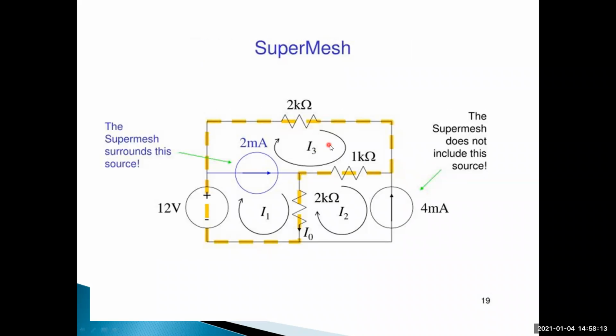But if the current is in this direction, then you have to take positive, I3 minus I2 into 1K. The current directions are opposite across this branch: I3 is entering in this direction and I2 is entering like this. So the resultant current is I3 minus I2 into 1K. And then here completed, and here completed, and then this completed.